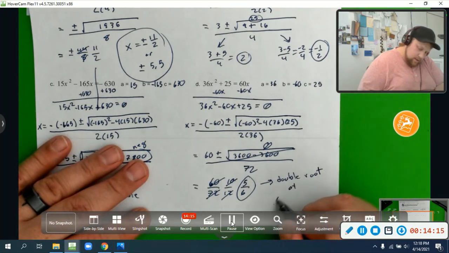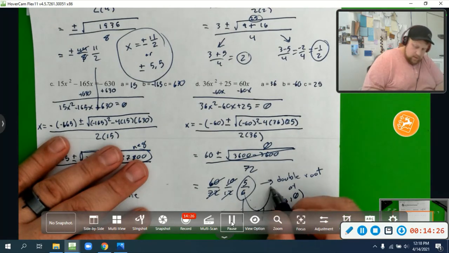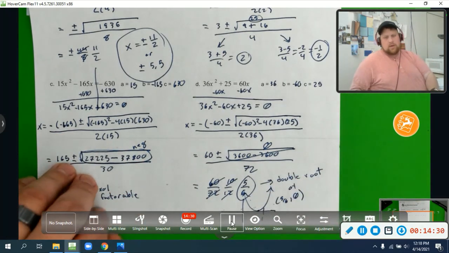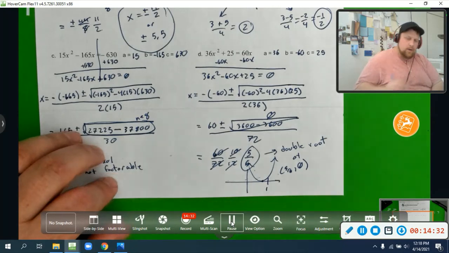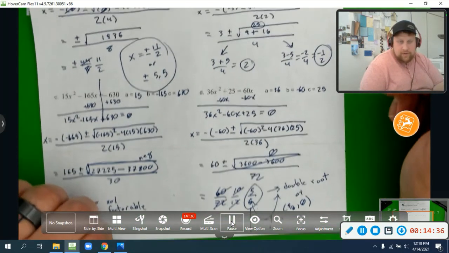at 5/6, which means it's going to look something like this. If that's the number 1, 5/6 is about right here. You go, what? It's going to touch right there, and move that up and not cross through. So there we go. There's 4 unique situations, math folks.